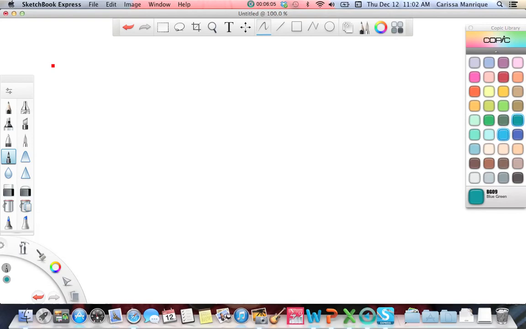Okay, so let's say we have our mass. Let's say our mass is 4 grams. And let's say our volume is 0.5 liters. Okay? And I want density in grams per milliliter.